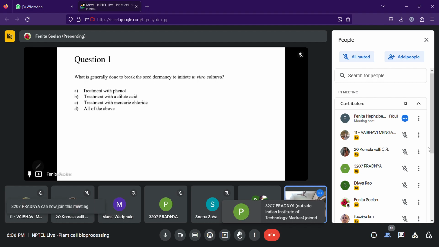So the question number 1 is, what is generally done to break the seed dormancy to initiate in vitro cultures? The first option is treatment with phenol. The second is treatment with a dilute acid, the third is treatment with mercuric chloride, and option D is all of the above. Does anyone know the answer for this question?